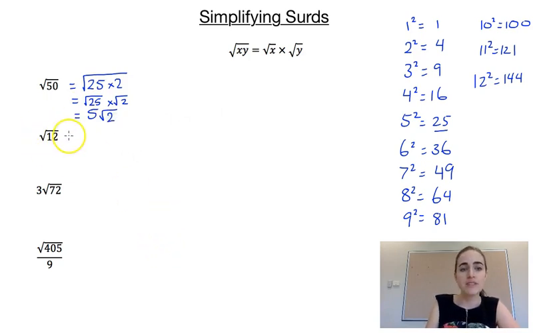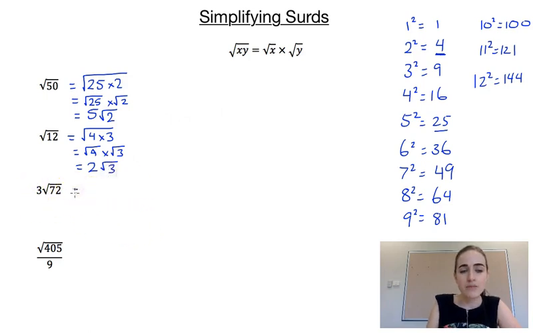We can do the same process with this root 12. With that 12, we could use our 4. So we could break 12 into 4 times 3, which will be the same thing as the square root of 4 times the square root of 3. And we know that the square root of 4 is 2, so we'd end up with 2 root 3.